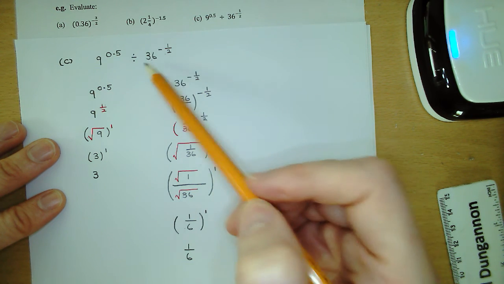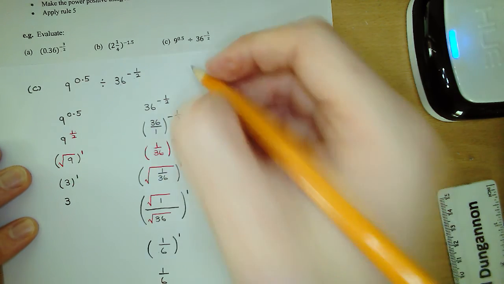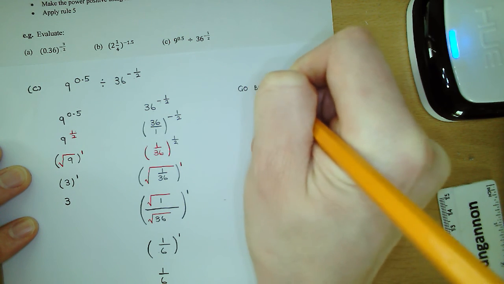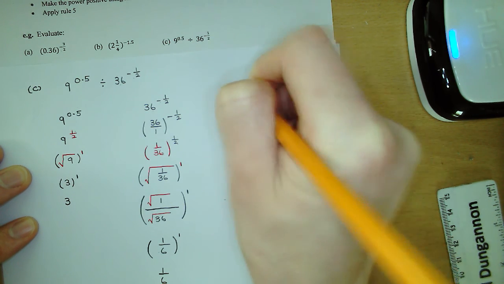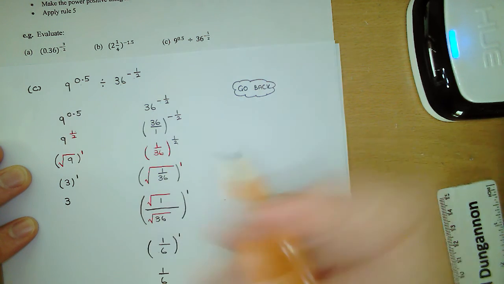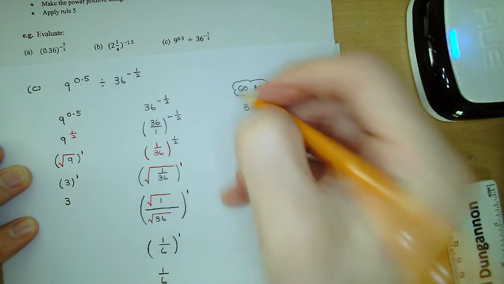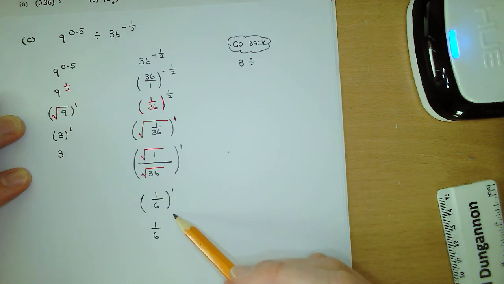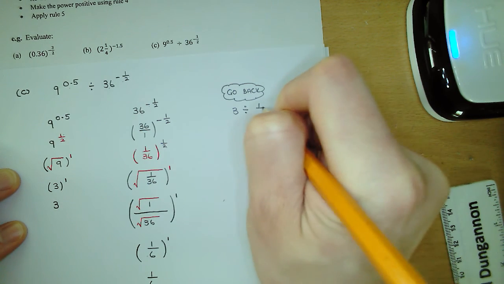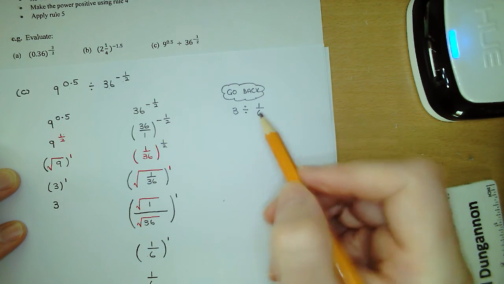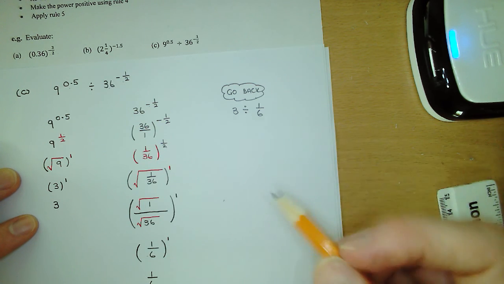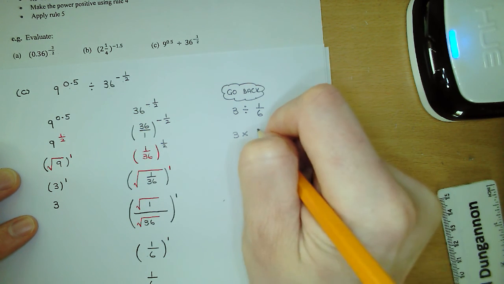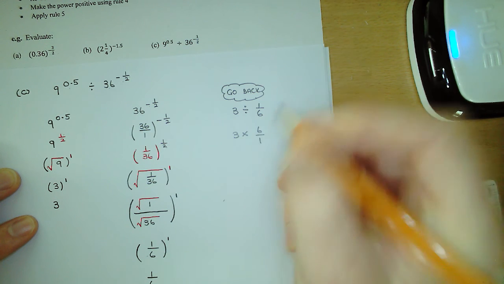So we now have to go back and do this division. So 9 to the power 0.5 is just 3. Copy down our division sign. 36 to the power minus a half is just a 6th. So replace it with a 6th. So we're now working out 3 divided by 1/6. Well, you can't divide with fractions, so you change it to a multiply sign, and you flip the numerator and denominator of the second fraction. And then we just do our multiplying.